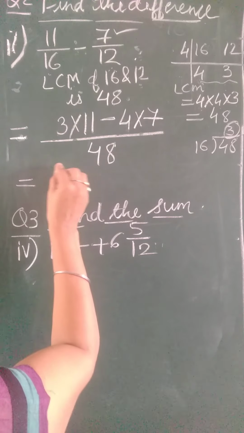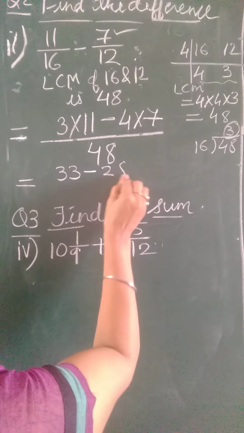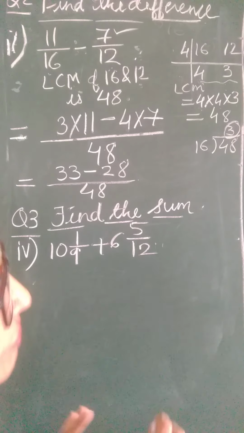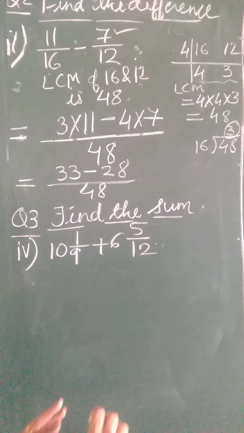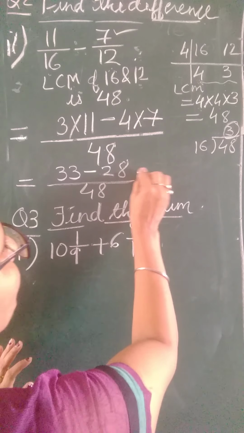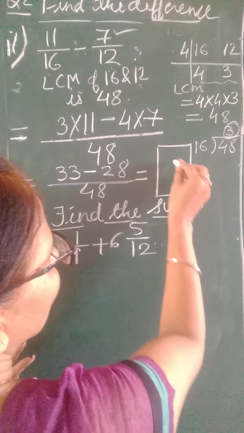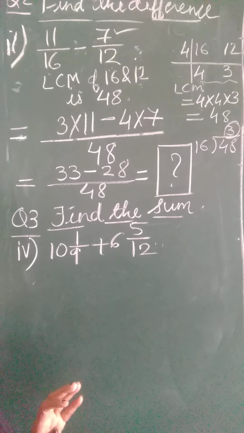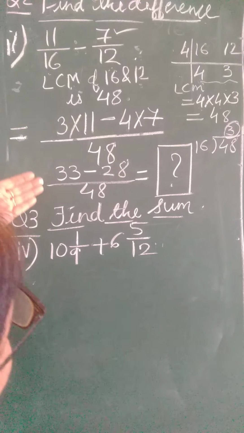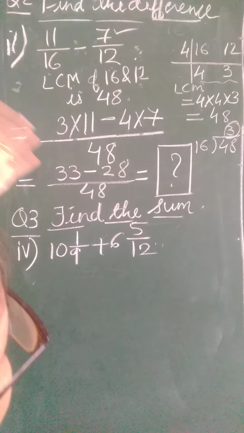Now just simplify. 11 3s are 33. Minus 7 4s are 28. Divided by 48. So here we are getting the answer now. 33 minus 28. What is the answer of 33 minus 28? You have to write. Find the answer. So this is how we can use this method also to find the addition and subtraction of fractions.